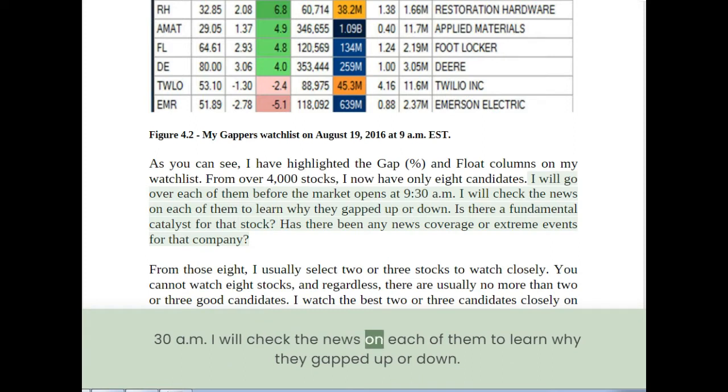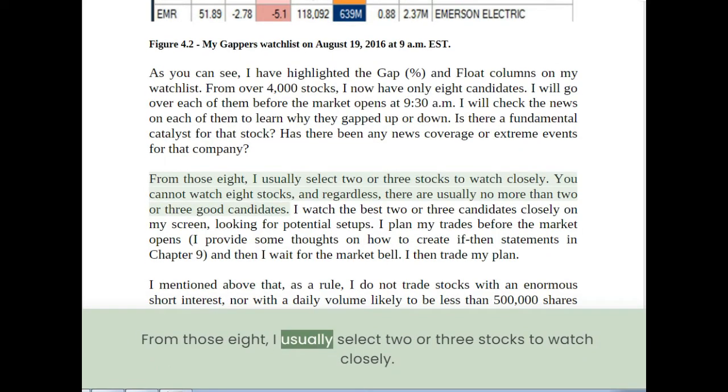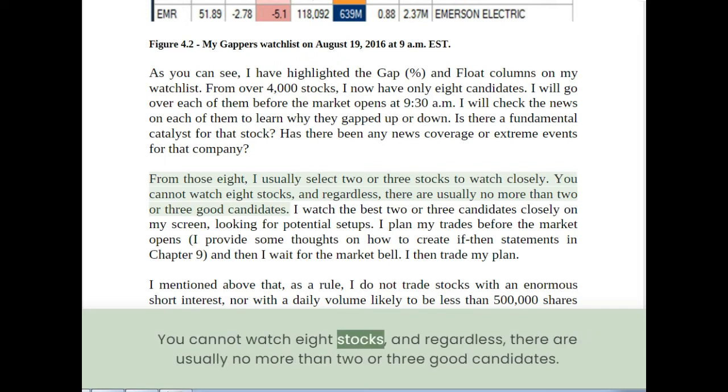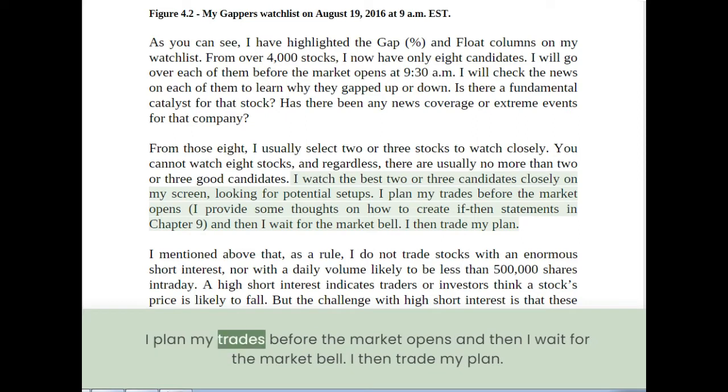I will check the news on each of them to learn why they gapped up or down. Is there a fundamental catalyst for that stock? Has there been any news coverage or extreme events for that company? From those 8, I usually select 2 or 3 stocks to watch closely. You cannot watch 8 stocks, and regardless, there are usually no more than 2 or 3 good candidates. I watch the best 2 or 3 candidates closely on my screen, looking for potential setups. I plan my trades before the market opens and then I wait for the market bell. I then trade my plan.